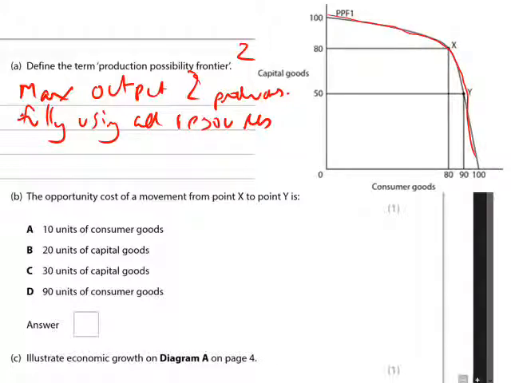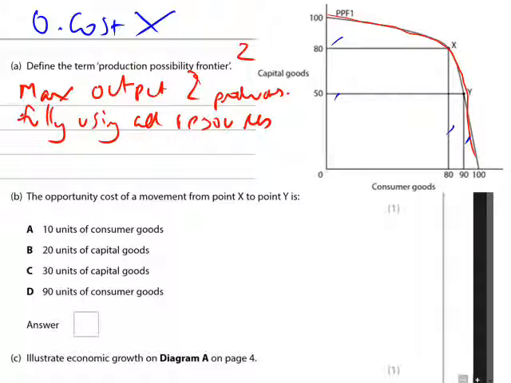What it's not asking you for is a definition of opportunity cost. It can show opportunity cost, but the PPF itself doesn't show changes. These changes on the graph are opportunity costs, but those are changes. So the PPF itself is the line, and that shows the maximum output of 2 goods fully using all resources. Okay.